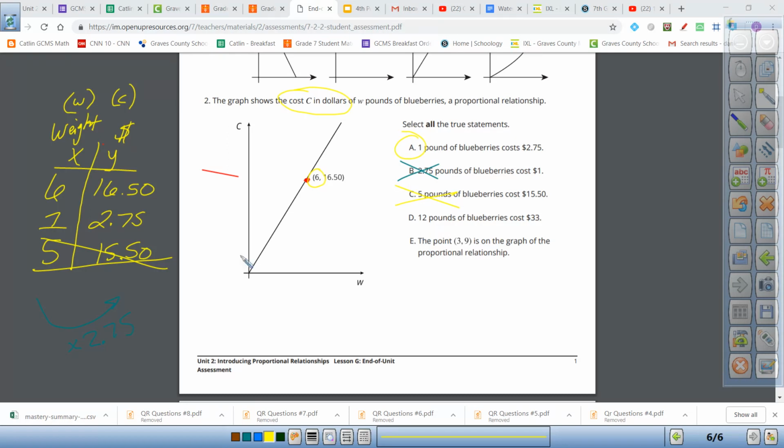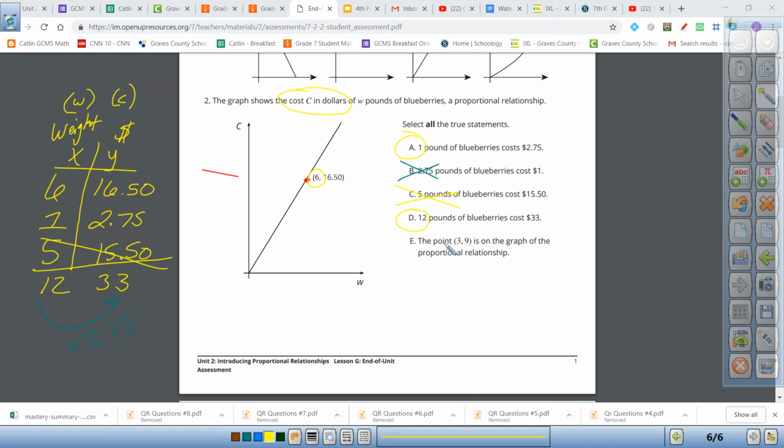What about 12 pounds? Would 12 pounds cost $33? Well, I would need to multiply 12 times 2.75. 12 times 2.75 is equal to 33. That one does work when I multiply it out, so I want to make sure I select that one. That one is good.